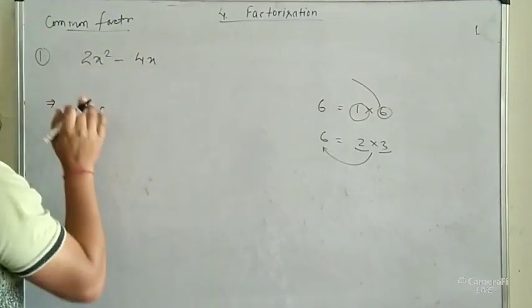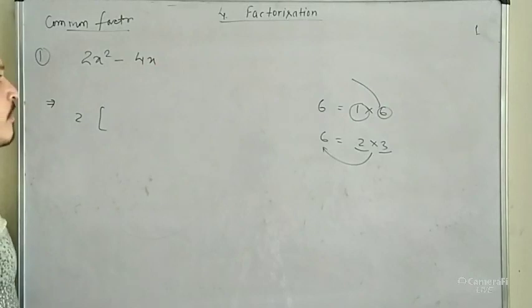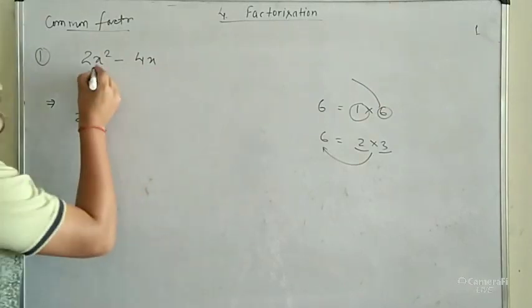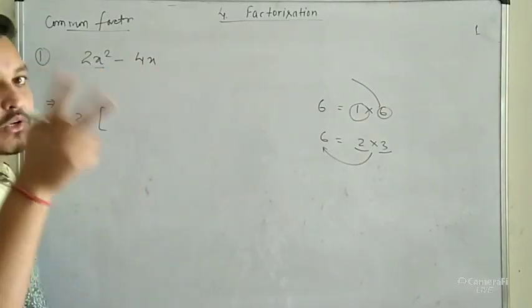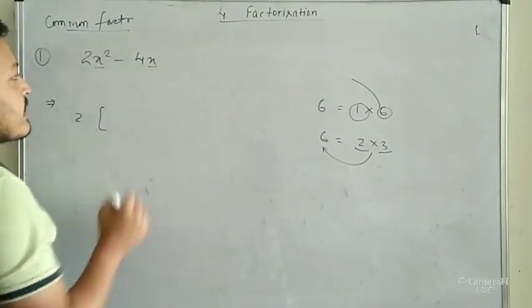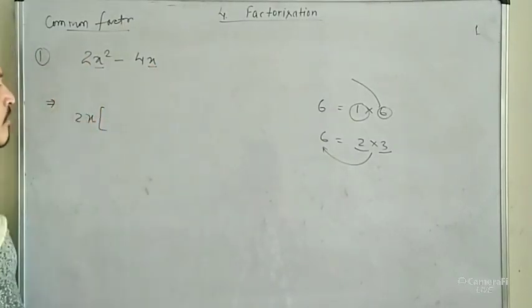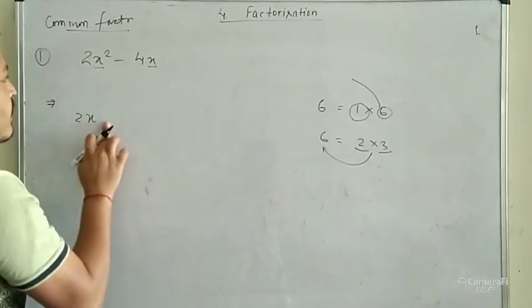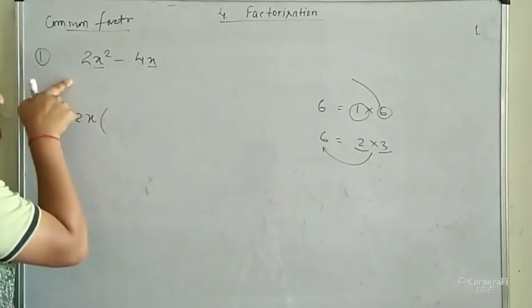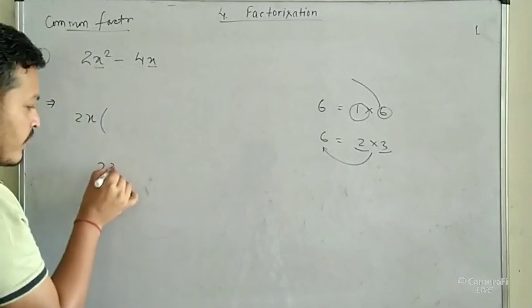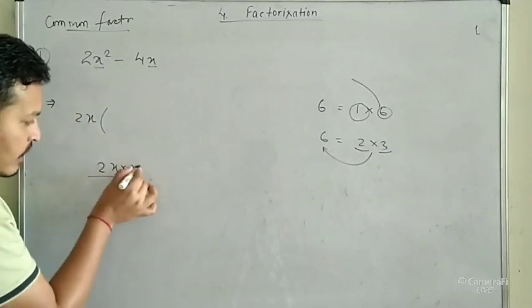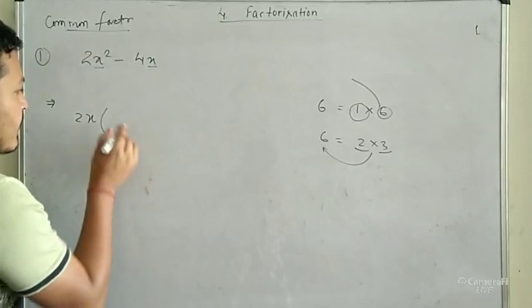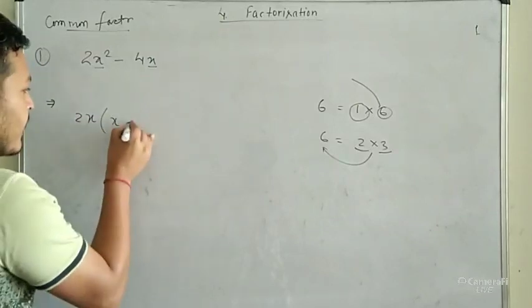Okay. Next, what is the other common term? So x is common here. 2x square, x square means x into x. So 2x and x. So we can take x as common out. So what are the remaining terms? The remaining is 2x square: 2 is common, x is common. So this is 2x into x. This is taken common out. So x is remaining here. So we can write here one single x.